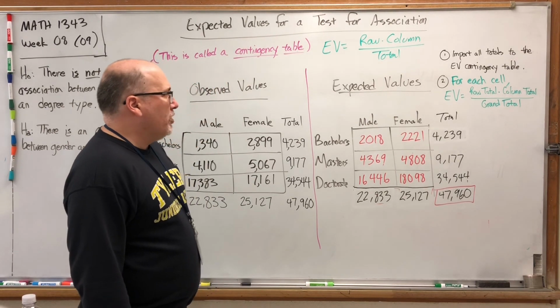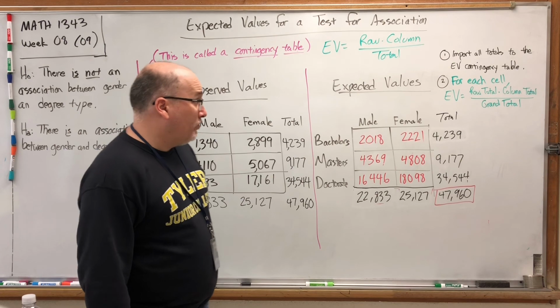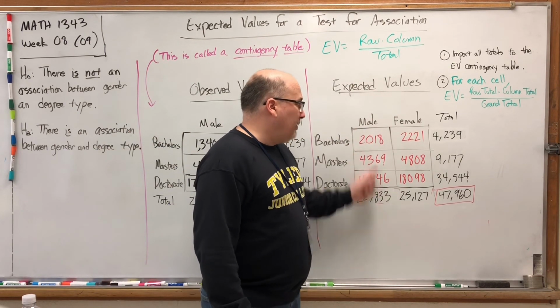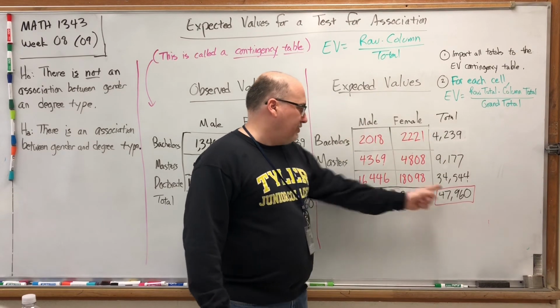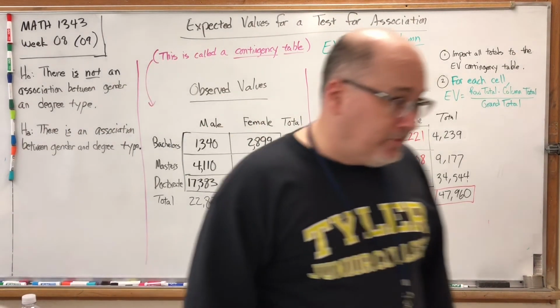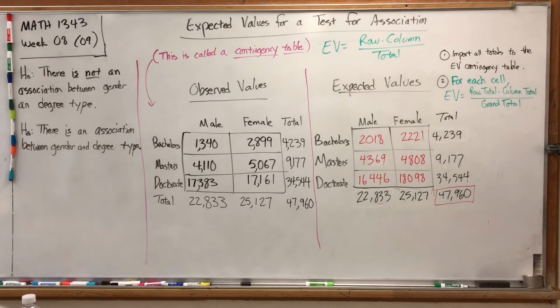So it seems like a lot of work to calculate the expected values, but really it's just multiply and divide. For each cell, multiply the row total times the column total and divide it by the grand total, and that's your expected value. So what do we do with these? Well, we're going to calculate a test statistic in the next video.